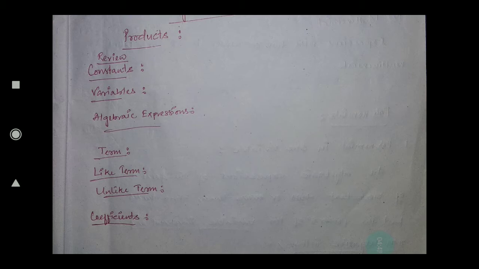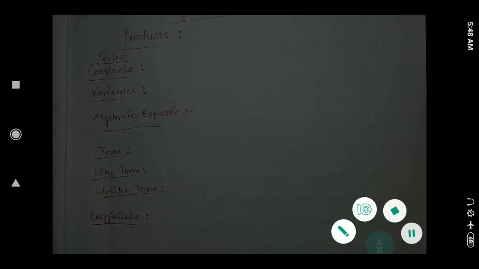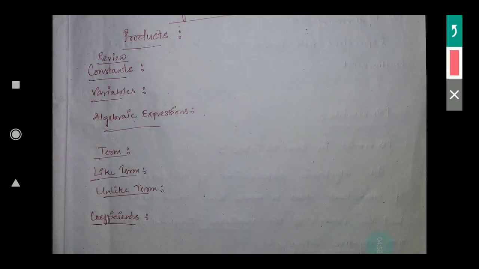What is meant by the value doesn't change? Suppose one expression is given, because we are discussing algebraic expressions. In this algebraic expression, so many parts are there: one is constant, one is variables, one is mathematical operation. So what is a constant? The constant is the fixed value that doesn't change.